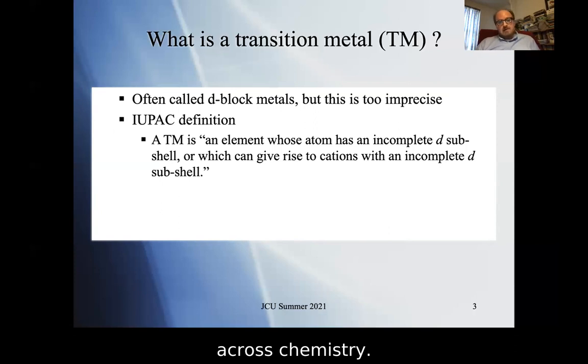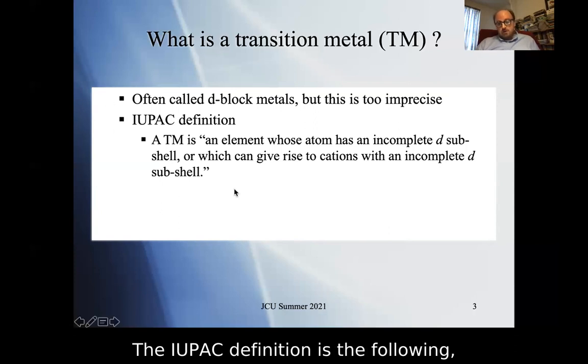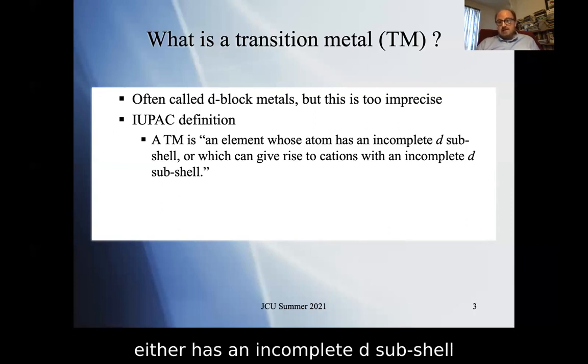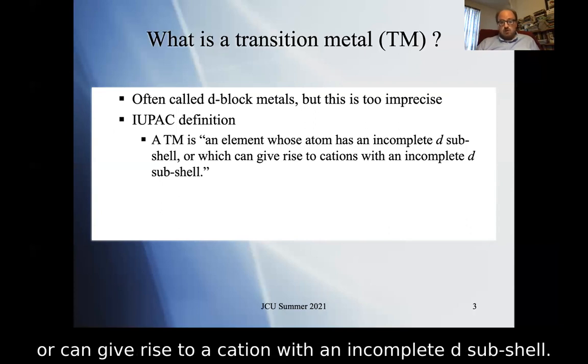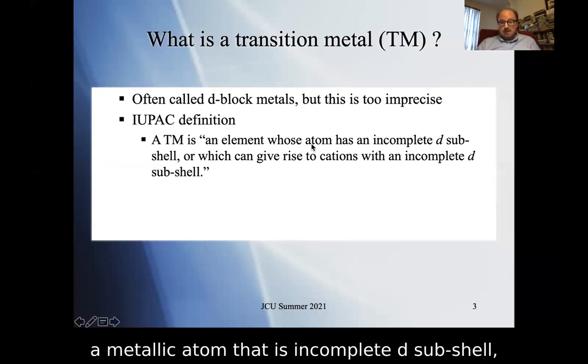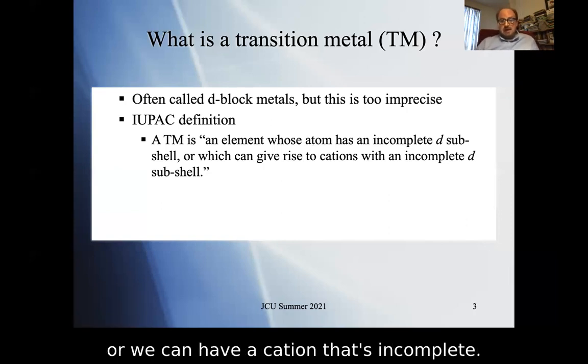We now use the IUPAC system in terms of consistency across chemistry. And the IUPAC definition is the following: a transition metal is an element whose atom either has an incomplete d subshell or can give rise to a cation with an incomplete d subshell. Right, so in this case, we can have a metallic atom that has an incomplete d subshell, or we can have a cation that's incomplete.